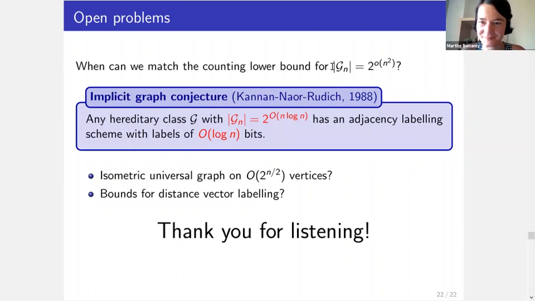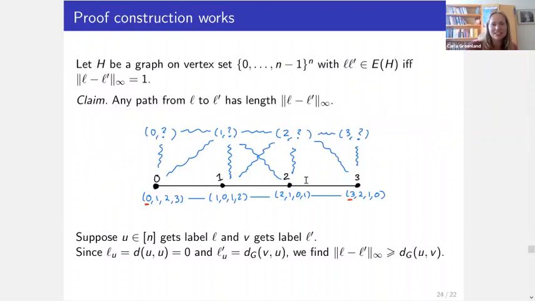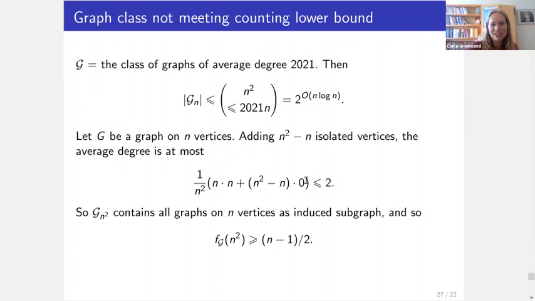I think it would be interesting because I also have a slide about that actually. There's an example of a graph class which doesn't meet the counting lower bound, but to some extent it's a bit mean because it uses the fact that it's not hereditary by just putting the class of all n vertex graphs into your graph class on n squared vertices. So actually this example is quite easy, so maybe I can explain it.